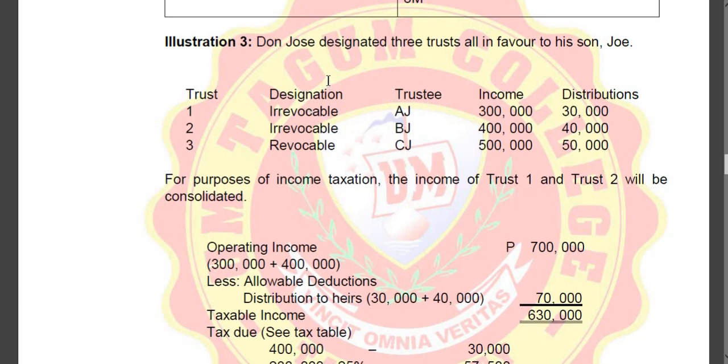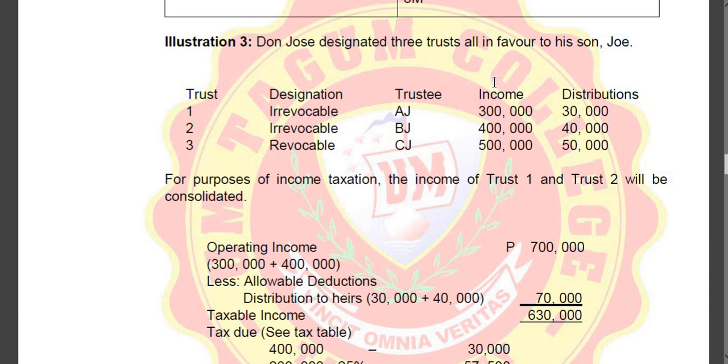So, here are the trusts. Trust 1, 2, and 3. Now, you have to determine the designation of each trust, because only the irrevocable trusts are taxable to the trustee. So in this case, only Trust 1 and 2 are taxable to the trustee. The income of Trust 1 is 300,000 and the income of Trust 2 is 400,000.